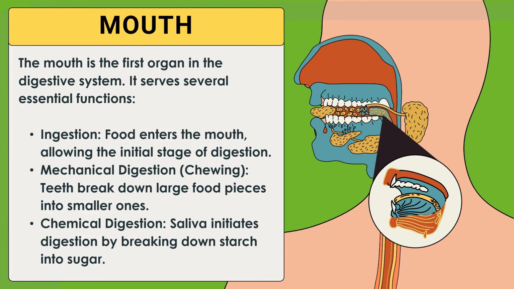Second is mechanical digestion or chewing. Teeth break down large food pieces into smaller ones. Third is chemical digestion. Saliva initiates digestion by breaking down starch into sugar.